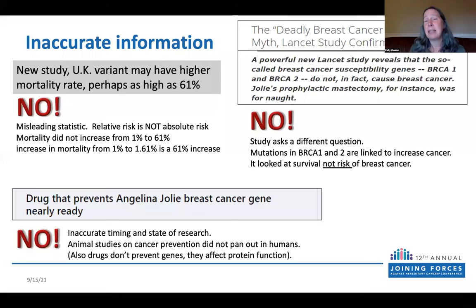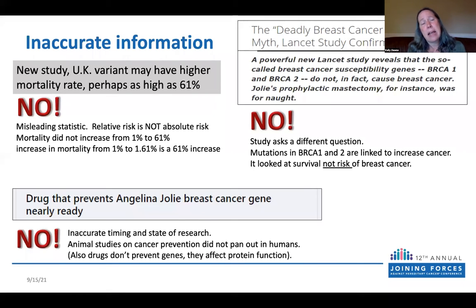In the case of the deadly breast cancer gene title, that study is asking a different question. Mutations in BRCA1 and 2 are linked to an increased risk of cancer, but this study looked at survival. It showed that people, once they have breast cancer and had a BRCA1 or 2 mutation, were not any more or less at risk than people who had breast cancer and didn't have one of those mutations. So looking at survival, not at overall risk.